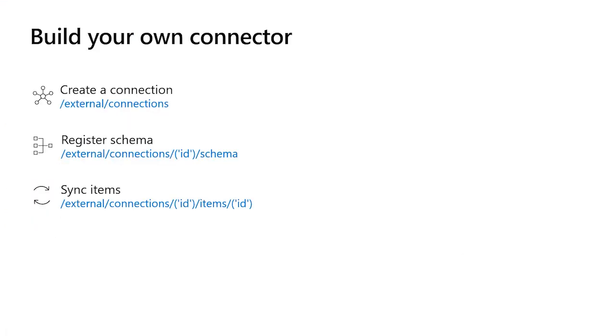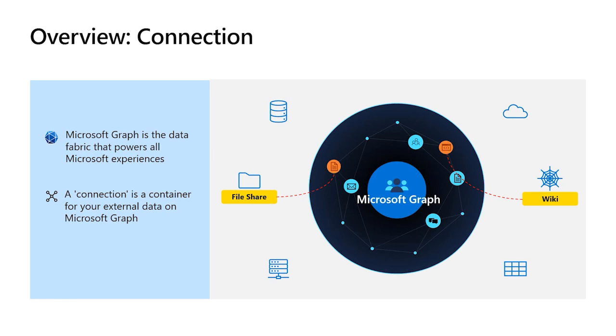Once your app has been registered, we can get started with building the connector. Building a connector is extremely easy. It just takes 3 simple steps. First, let's begin with creating a connection. To add your data on Microsoft Graph, you need to create a connection. A connection is a container for your external data.